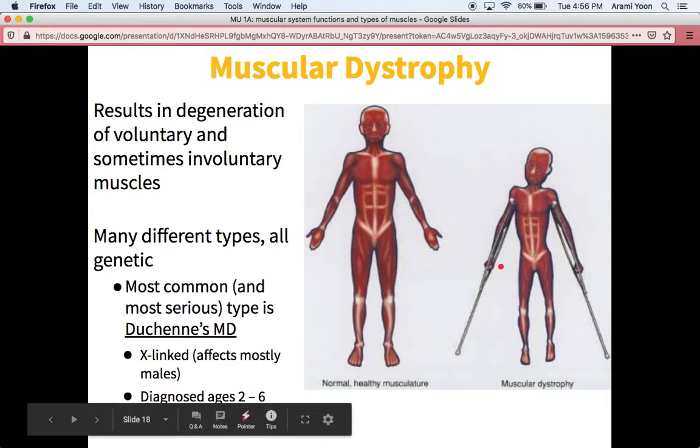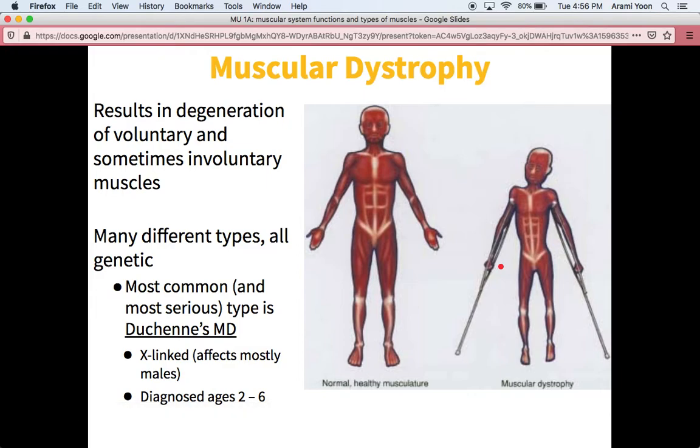Okay, you'll notice we spent the majority of this lecture on skeletal muscle, and that's because skeletal muscle has a very complicated set of tasks to do. One thing that can happen during development is if you have genetic mutations, then you can end up with a disorder called muscular dystrophy, which results in the degeneration of voluntary and later on involuntary muscles. There are about 9 different types of muscular dystrophy, but they are all genetic, meaning you will get muscular dystrophy because you have a mutation in your DNA that has been passed down to you from your parents.